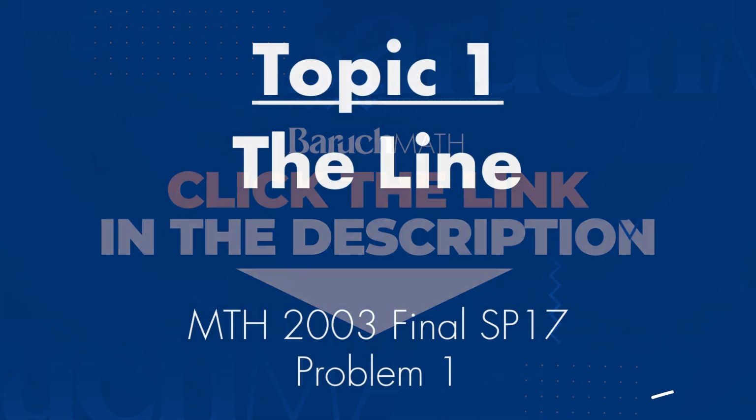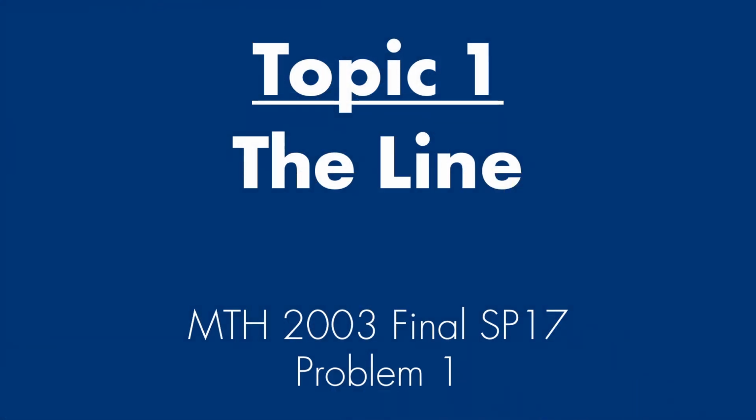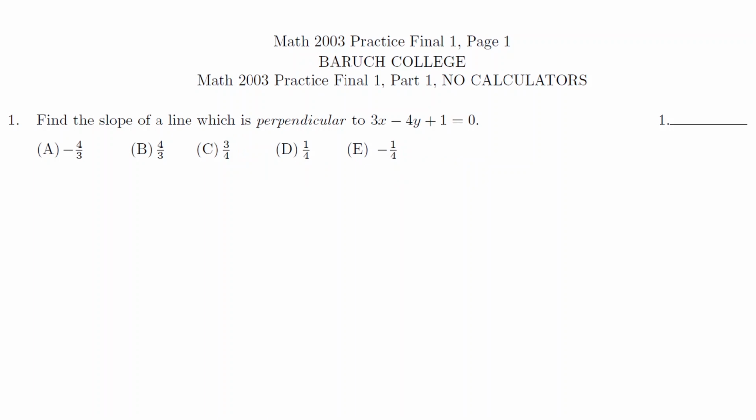So let's do this. The first topic is the line. We're going to look at problem 1 from the MTH 2003 final SP17. Here we need to find the slope of a line which is perpendicular to 3x minus 4y plus 1 equals 0. What is the first step?